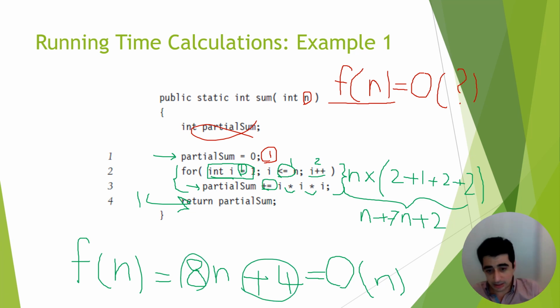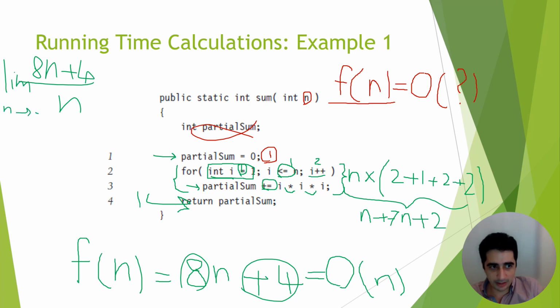If you want to prove that 8n plus 4 is big O of n, you can use the definition. You can just say 8n plus 4 over n, the limit when n goes to infinity, is equal to 8. And because it's a constant, you can say 8n plus 4 is big O of n, right? Or you can even say it's theta of n. You don't need to say big O, you can even say theta. Theta means they have the same growth rate.